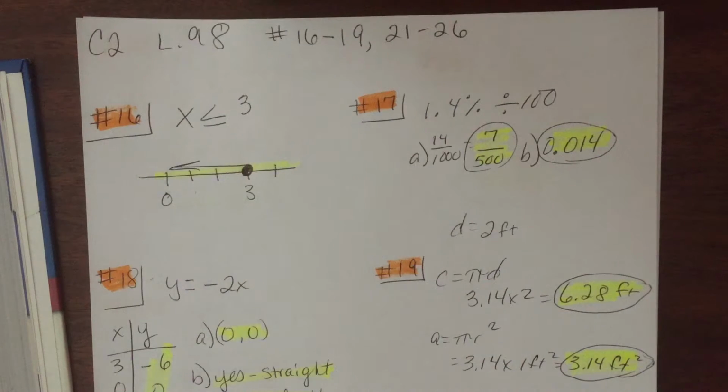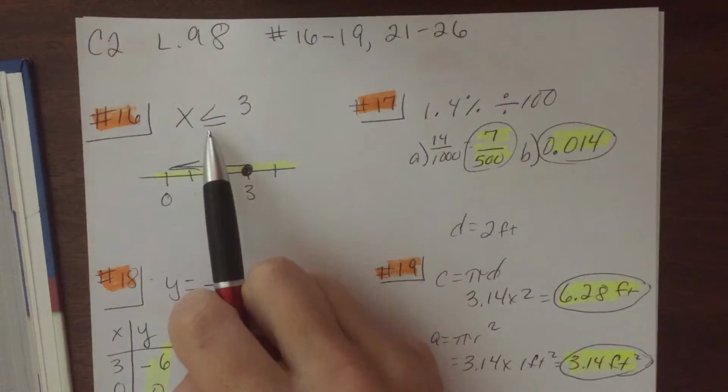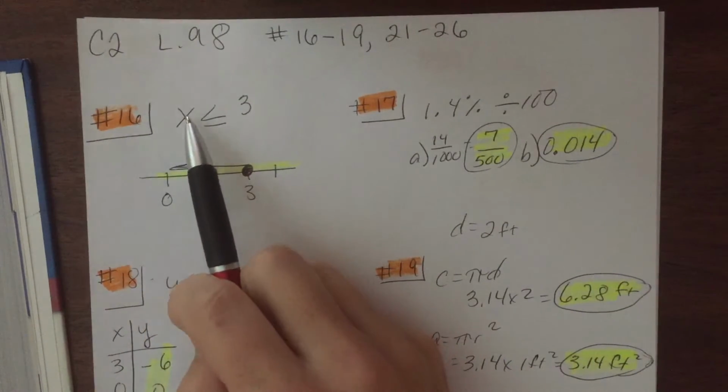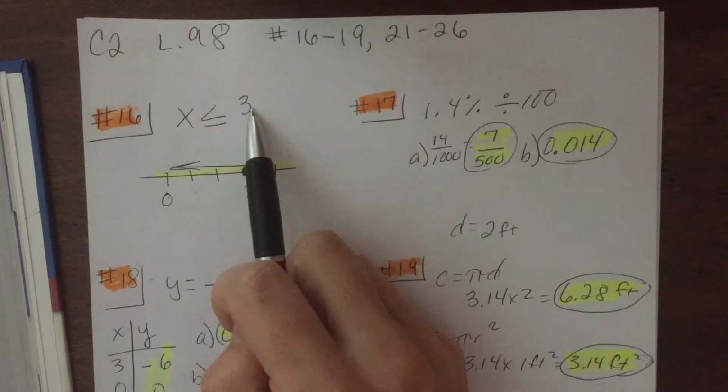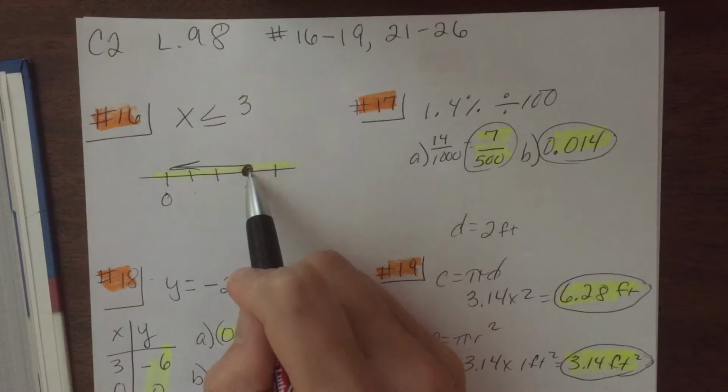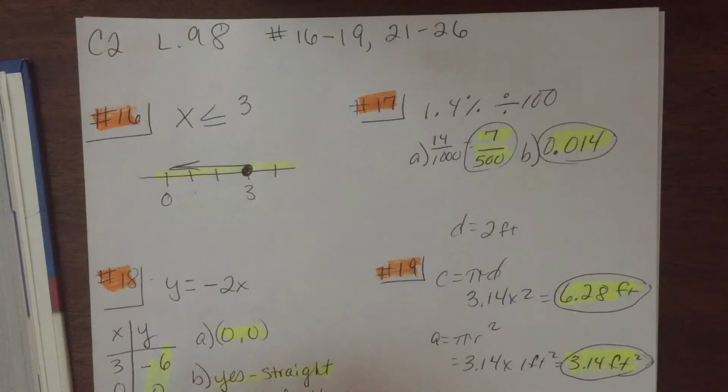So we started with number 16, which was graph this inequality on a number line. X is less than or equal to 3. So we need a closed circle on 3, our arrow pointing to the left, because that direction has the values that are less than 3.